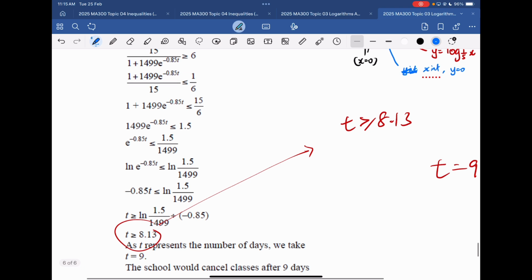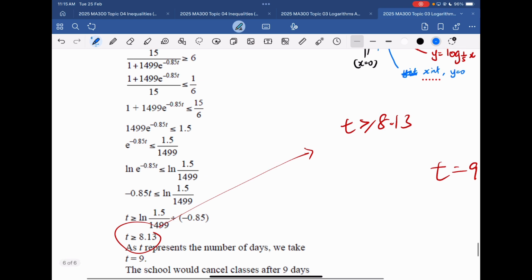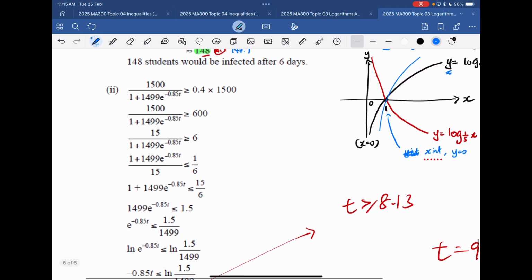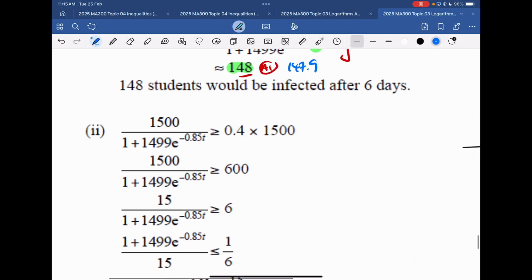Then now you go to part 2. Do you all get 8.13? I need to tell you all, the marking is very strict. That means if they ask you to do this kind of question, they expect to see you substitute inside. So you need to show the substitution. You need to sub your 600, 0.4.